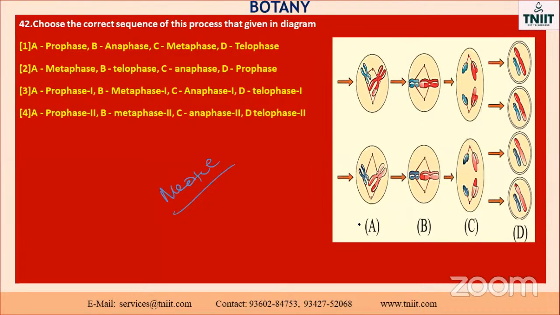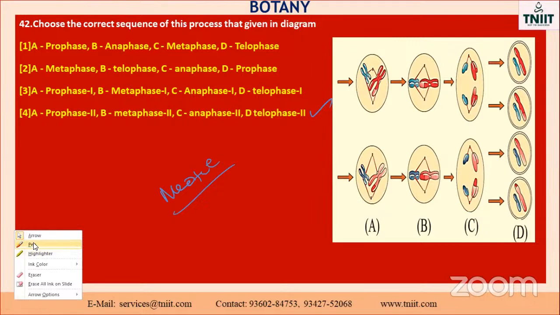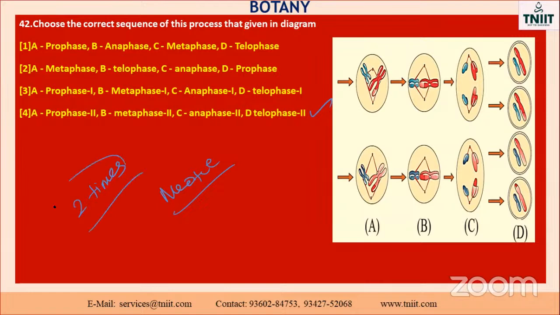Meiotic cell division. So here the answer is A, B, C and D, all are second stage only, so the answer is the last one: prophase 2, metaphase 2, anaphase 2, telophase 2. You should note down the diagram and practice each and every diagram at least two times. This one is prophase. Metaphase is the central arrangement. Anaphase, they move toward the poles. And the last one is telophase, divided. So this is very, very important.